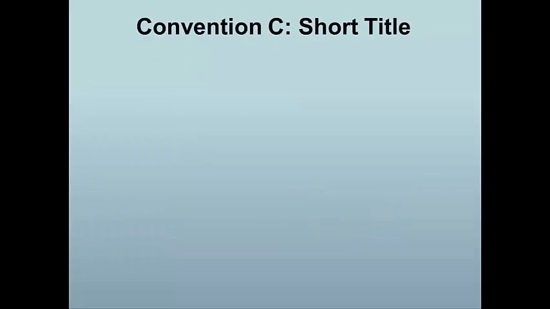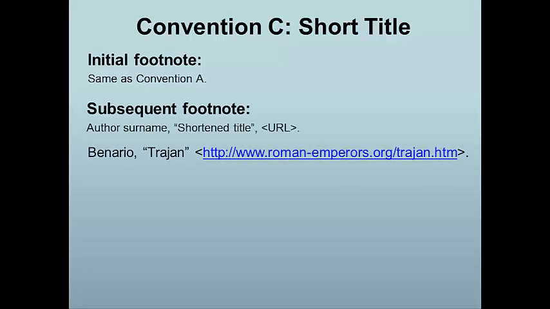Finally, we have Convention C, short title. Your initial footnote would be the same as Convention A, but for subsequent footnotes, all you use is the surname of the author, a shortened title of the page, and the URL in place of page numbers for a book. Your bibliography would also be the same as for Convention A.